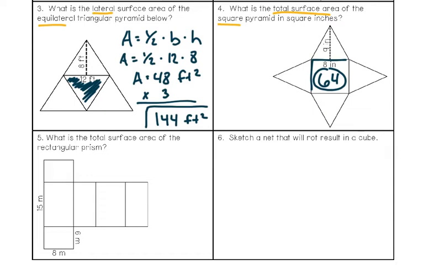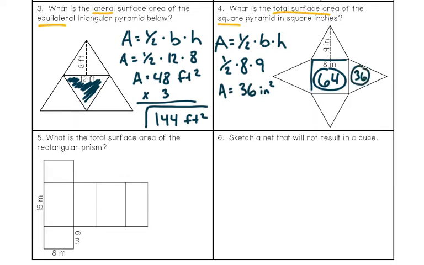So I also see some triangles, and I know I need to find the area of each of these triangles. So I'm going to use the formula 1/2 times the base times the height. The base would be 8, and the height would be 9. So I'm going to plug in my values. And when I simplify this, I end up with an area of 36 square inches for just one of the triangles. So you can put 36 in each one of these triangles, and then you can add them up.